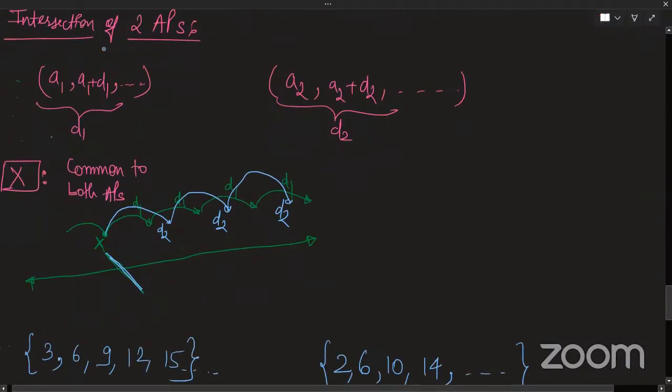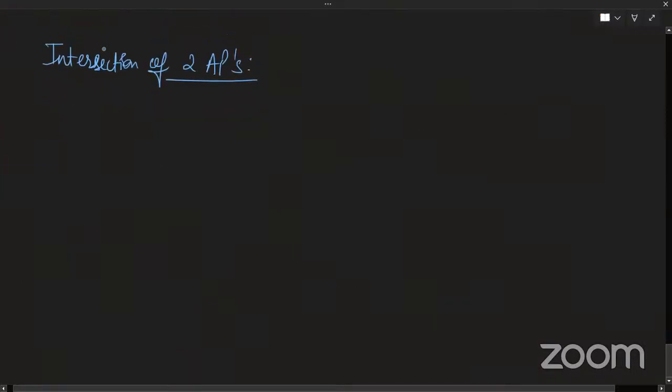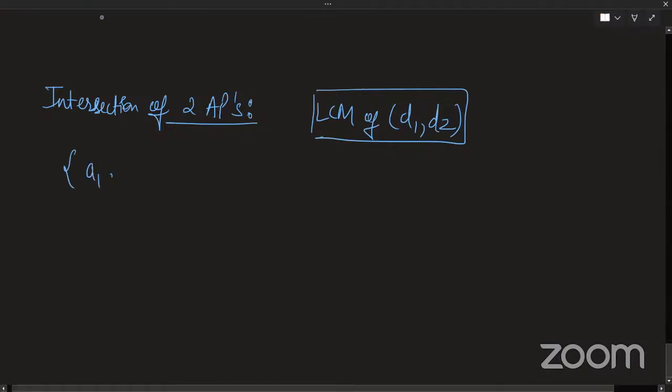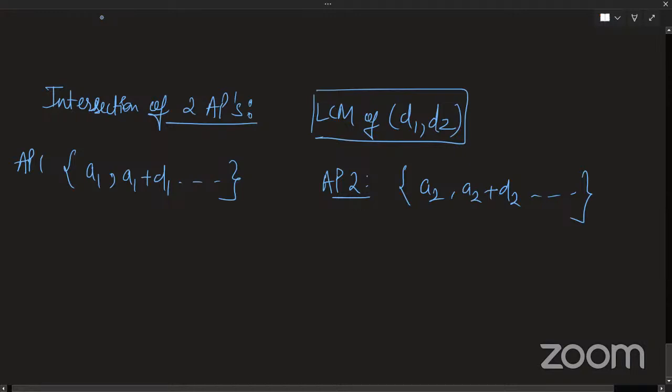So intersection of two APs basically has LCM. It will repeat again and again after LCM of D1 and D2. Like the example that I gave you, I have A1, A1 plus D1, like that. I have an AP, let me call it AP1. Then I have AP2. It is A2, A2 plus D2, like that. And when I take the intersection, the common terms, I know that my first term is X.